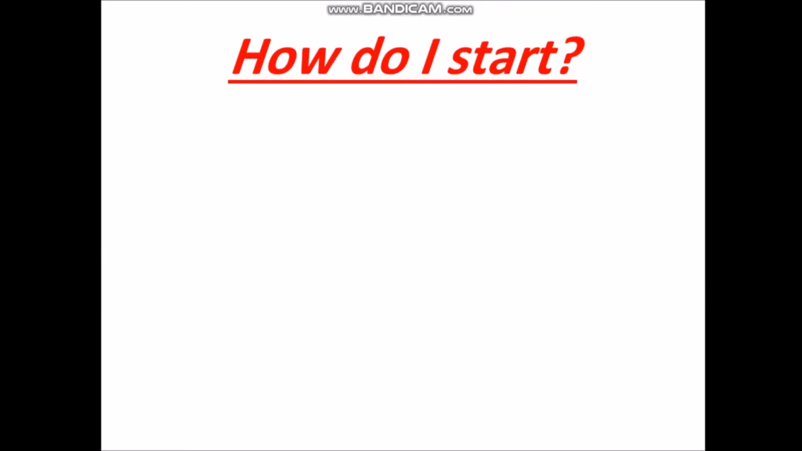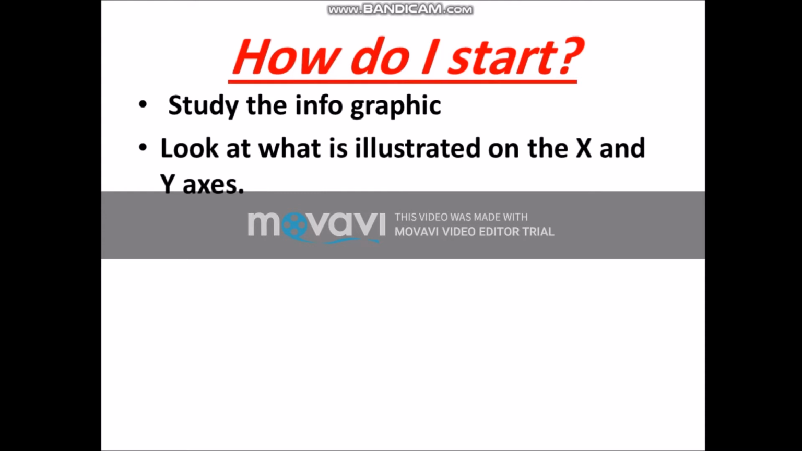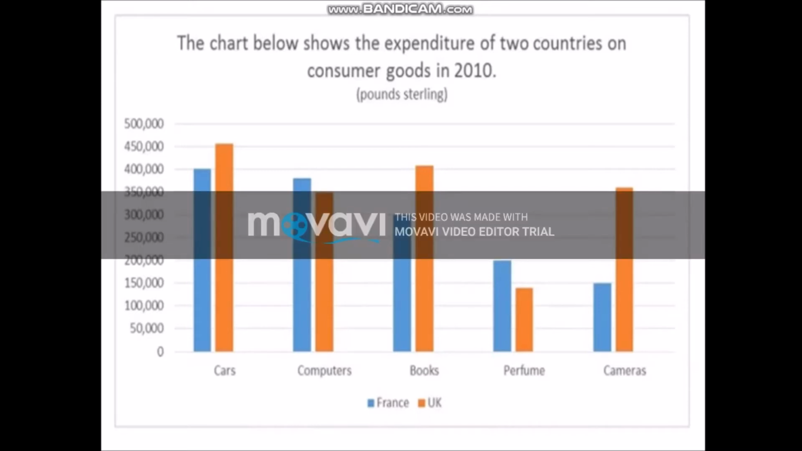How do I start? First thing that you have to do is to study the infographic. You have to look at what is illustrated, what is explained on the X and Y axes. For example, here I have the amount of money spent on the Y axis, and the goods or products this money was spent on the X axis. Not to forget that I have 2 different countries mentioned, France and the UK.